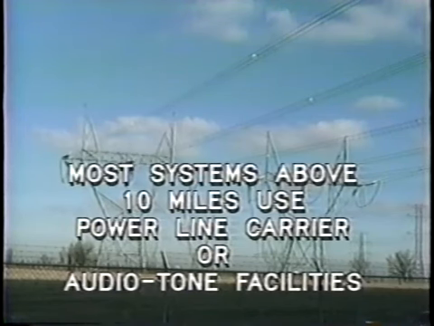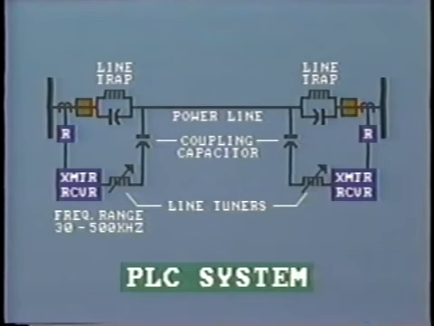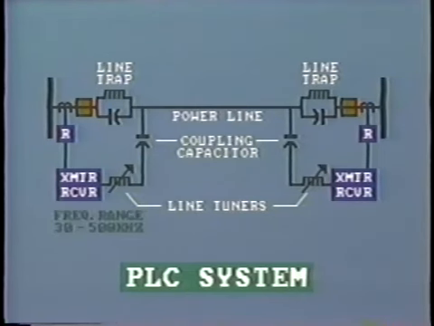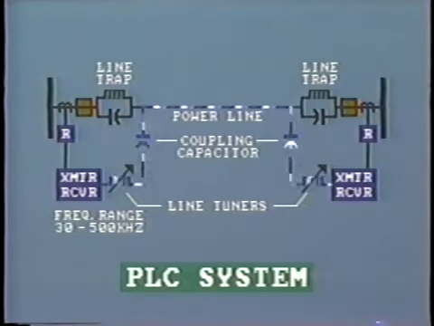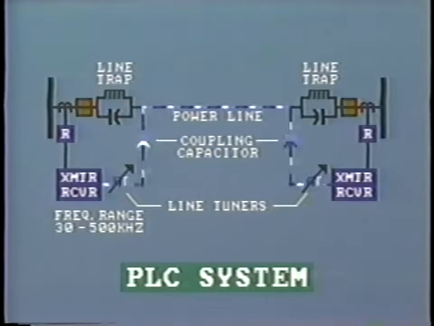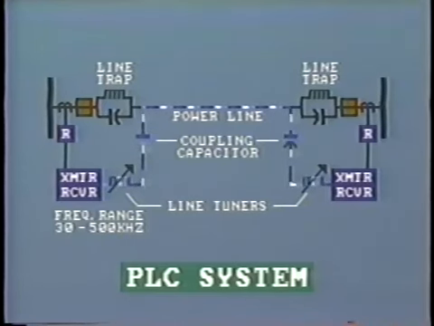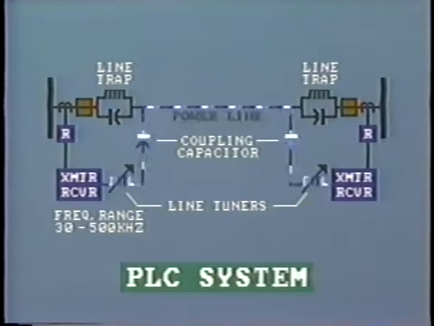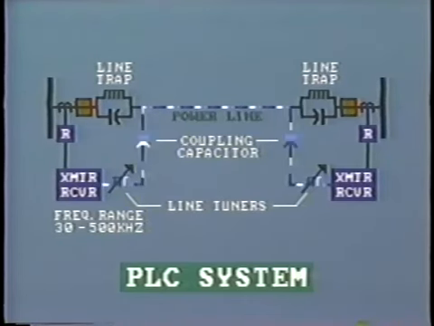In the power line carrier system, the signal is transmitted at a specific tuned frequency selected within the range 30 to 500 kilohertz. This high-frequency signal is superimposed upon one of the power line conductors, usually the center conductor, so as to reduce the effect of mutual inductance. The power conductor provides the metallic path for the signal.